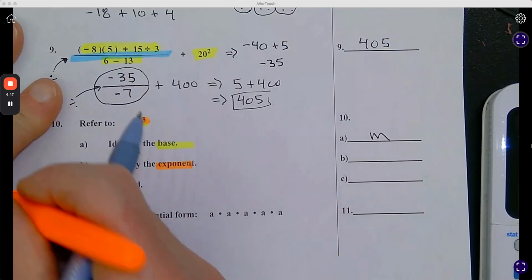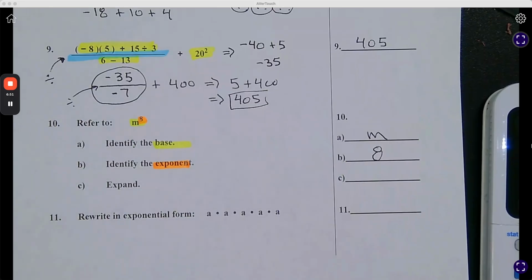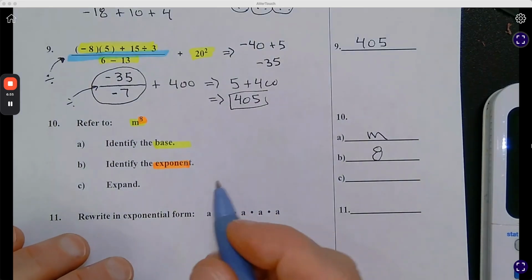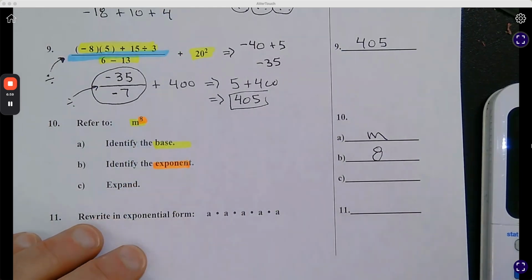The exponent is 8. Excelente, excelente. Okay, now to expand means you apply the exponent to the base. So, the exponent means repeated multiplication.